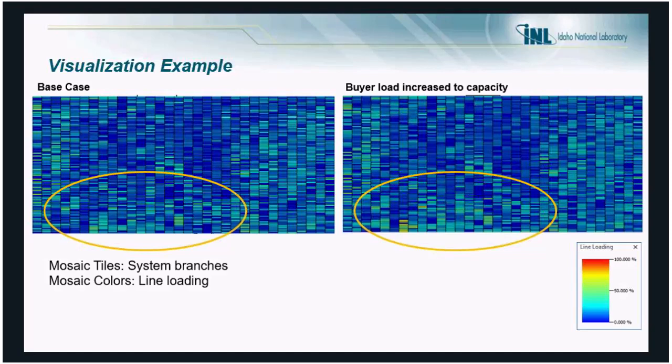As an explanation of this visual, on the left-hand side we have the mosaic display from the base case, with absolutely no change made, for the load base case. On the right-hand side, we have added that additional load, the additional capacity identified from Hanyuli's code. Each of the mosaic tiles represents a system branch, and its color is mapped to the line loading.